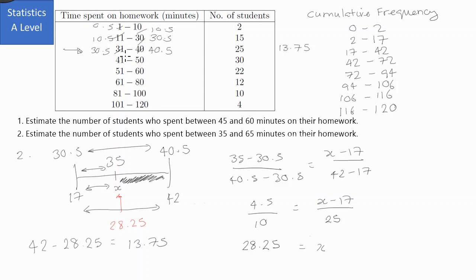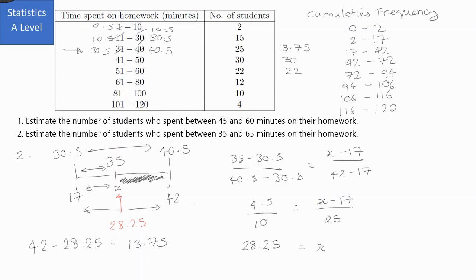Now we're going all the way up to 65. Now this group has got students who spent between 41 and 50 minutes. Well, we're going up to 65, so it encompasses all of this group. So all 30 students here took between 35 and 65 minutes on the homework. This one is 51 to 60 minutes. So again, all of these students spent between 35 and 65 minutes on the homework. So all 22 from here. But it's not all of this group. This group goes up to 80. We only want to go up to 65.